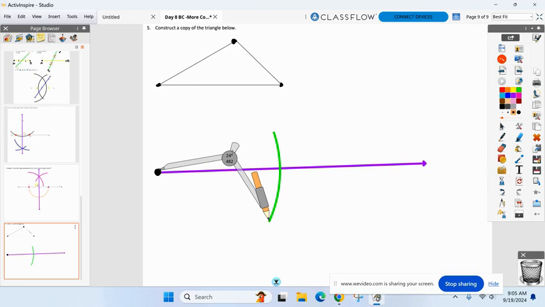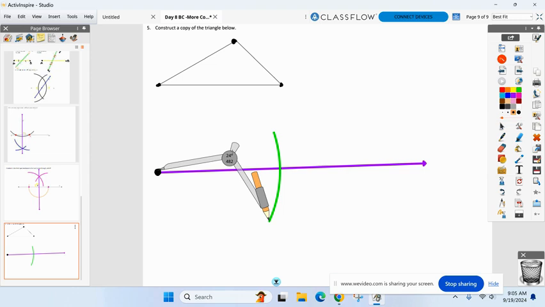Yep. What's the distance of the... That's this. I opened up my compass to the longest side, and then I came down here and made that arc. So this line segment is the same length as this side. Everyone good? Please remember that that's your first arc that you made, because that'll come into play at the end of this one.